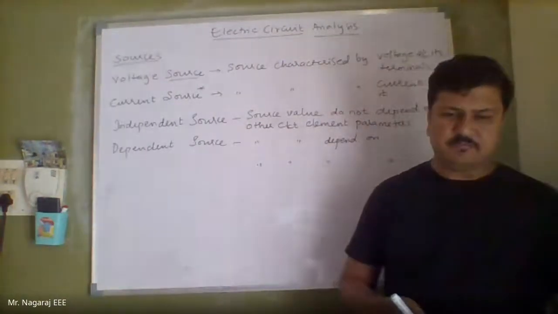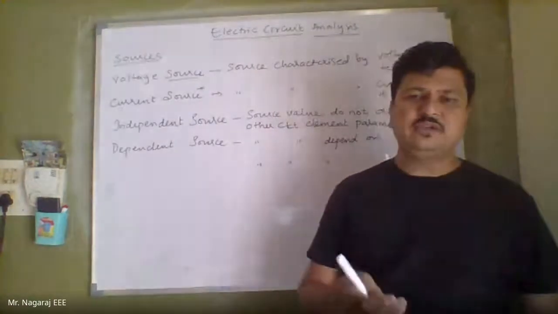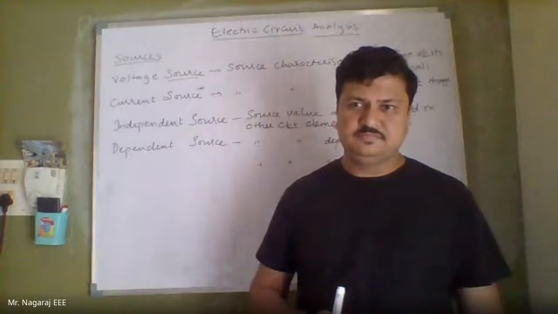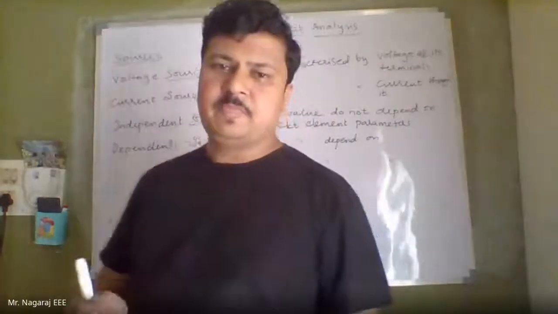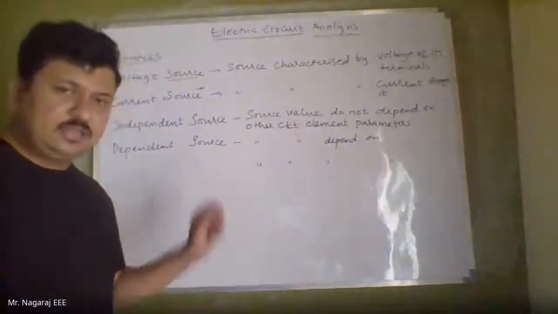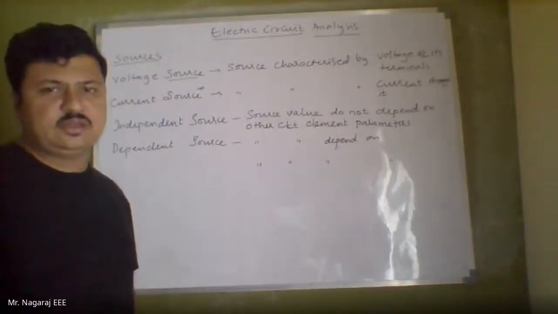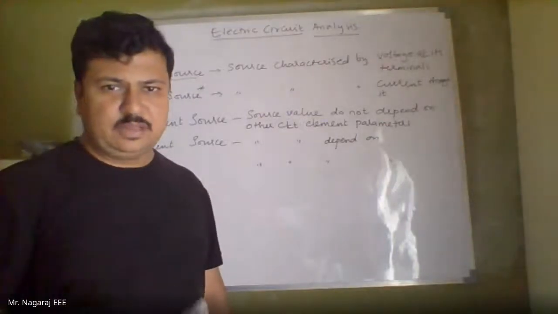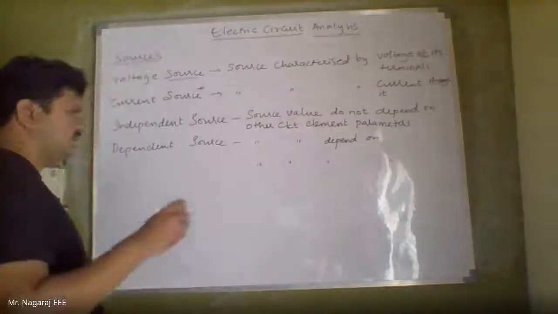So for example, when a capacitor is charged, it starts behaving as a voltage source. Now the charge on the capacitor depends upon the current flowing through that capacitor. I am giving just an example, so you don't think that this is the only case.